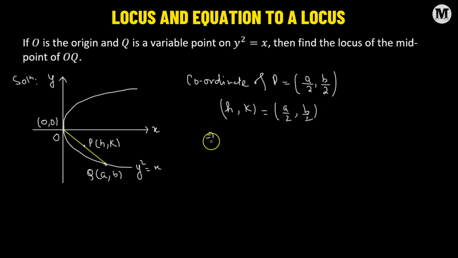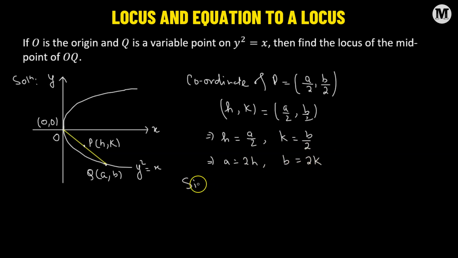So if we equate it, we are going to get h equals a over 2, and k equals b over 2. If we want, we can also represent a in terms of h as 2h, and b in terms of k as 2k.